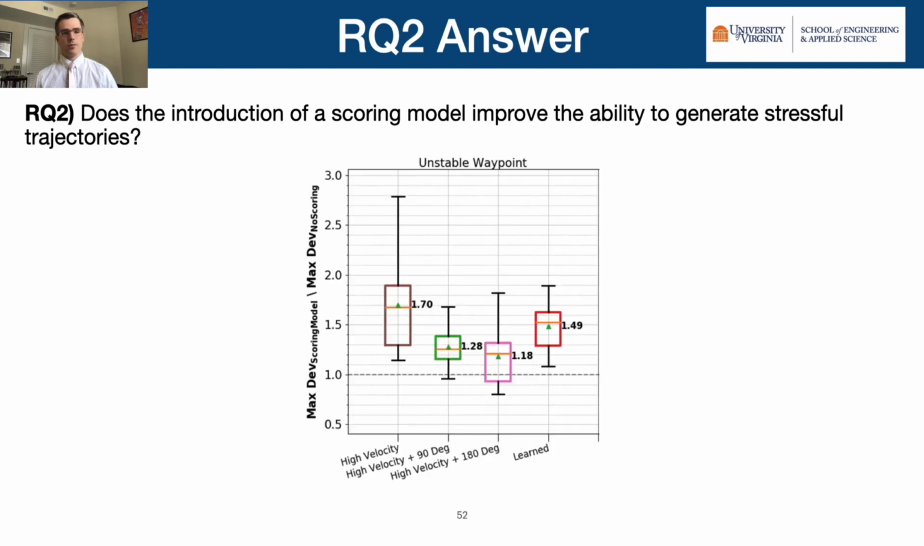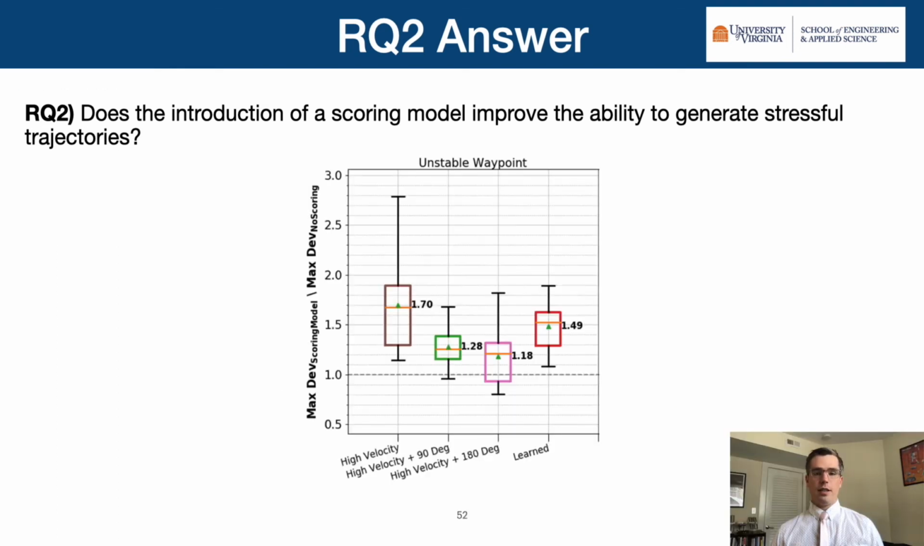scoring model. To answer RQ2, we generated a test set using no scoring model and used that as a baseline. We then generated 4 new test sets using 4 different scoring models as shown on the x-axis. On the y-axis, we show the maximum deviation of the scoring model divided by the mean maximum deviation with no scoring model. Thus, any value greater than 1 represents an increase in the stress compared to the set of trajectories with no scoring model, while any value less than 1 represents a decrease in stress compared to the set of trajectories with no scoring model.